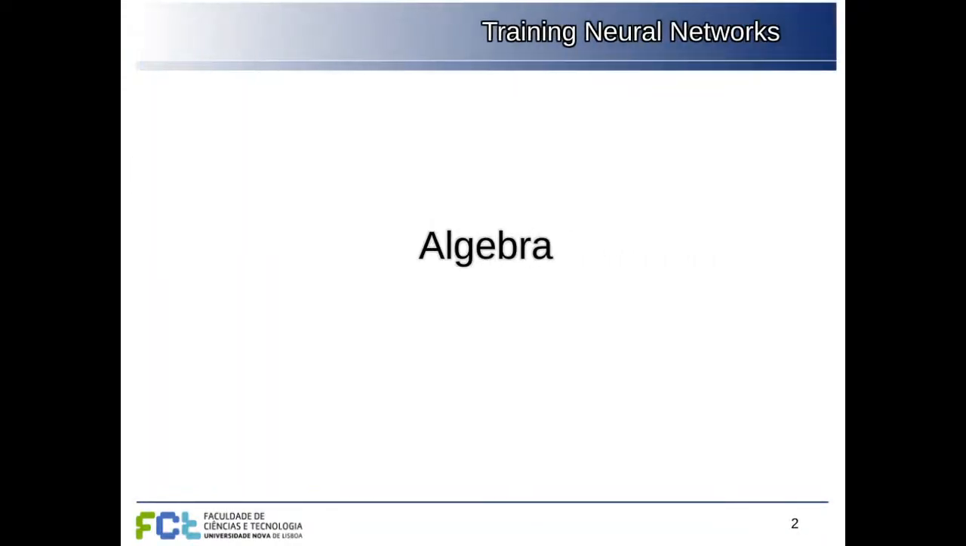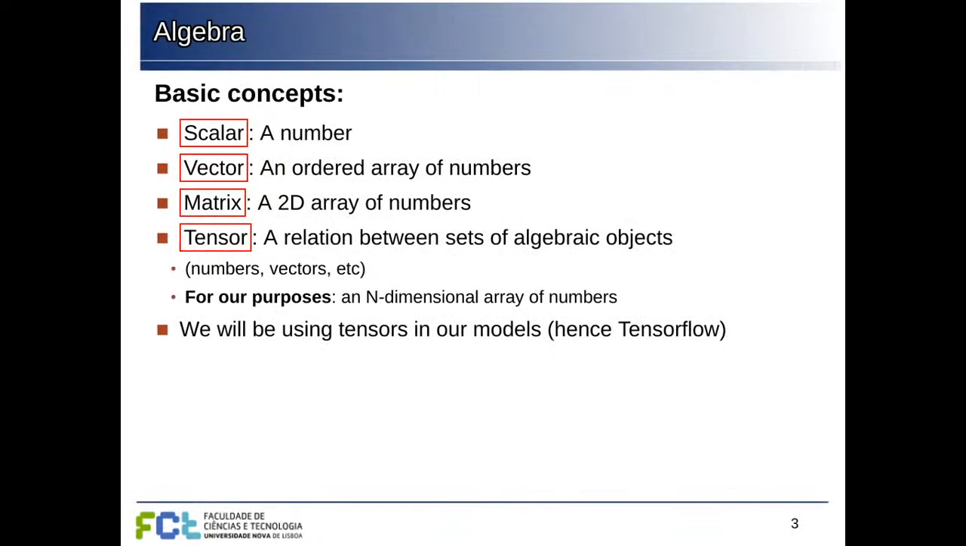So let's start with revising some basic algebra concepts. We're going to be talking a lot about tensors, but we can distinguish these objects: the scalar, which is just a simple number; the vector, which is an ordered array of numbers in one dimension; a matrix, which is the kind of object that you learned how to use in algebra, so basically a two-dimensional array of numbers, which has a specific algebra that we're going to use.